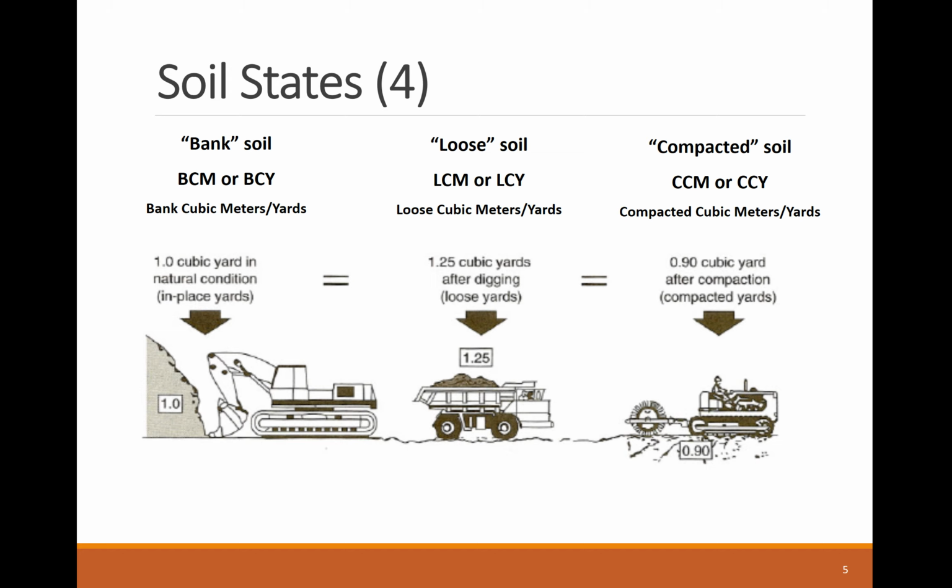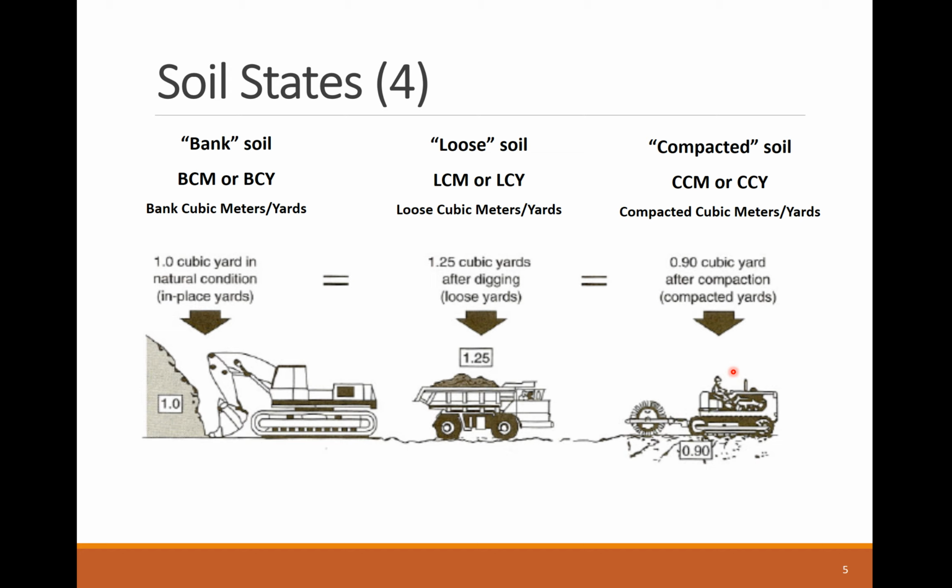When the material is delivered to the fill area of the site, it's dumped and compacted to reduce its volume and increase its density and strength. So the 1.25 loose cubic yards that we tracked so far will shrink to 0.9 cubic yards. The mechanical energy applied by the compactor will compress the soil and tighten its inside voids.